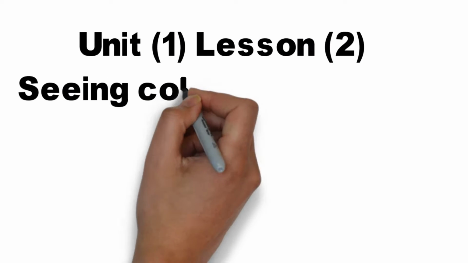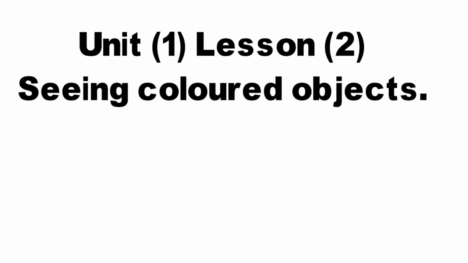Today we'll start with the second lesson in this term and we'll talk about seeing colored objects. Previously we learned about light and we knew that light is a form of energy that causes vision, and also we studied the properties of light and we learned that there are 5 properties of light: that it travels in a straight line, that it transmits through different materials, and we learn about light refraction, light reflection, and light separation. Here we will learn about the light separation.